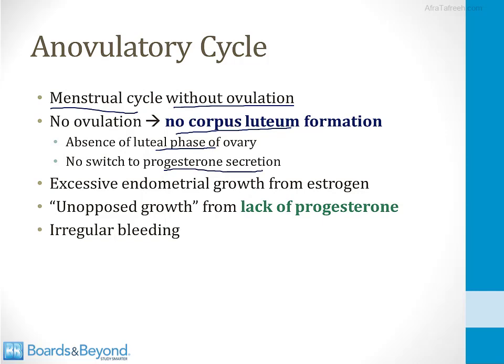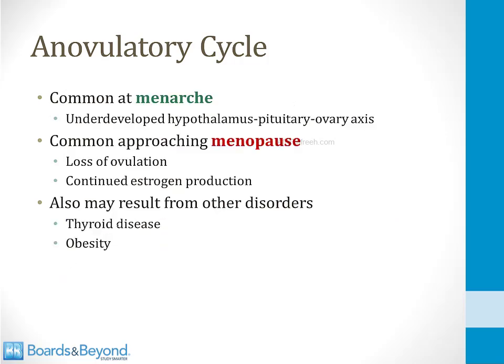As a result, the endometrium will undergo excessive growth from estrogen stimulation. And this growth is excessive because it is called unopposed, meaning there's no progesterone to oppose the estrogen effect. So the uterine lining just keeps growing and growing, and it sheds irregularly, and this leads to irregular bleeding. So why would a woman have an anovulatory cycle?